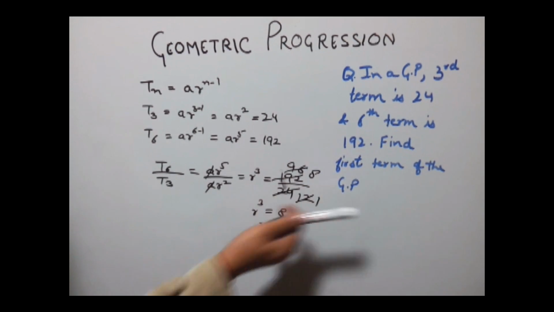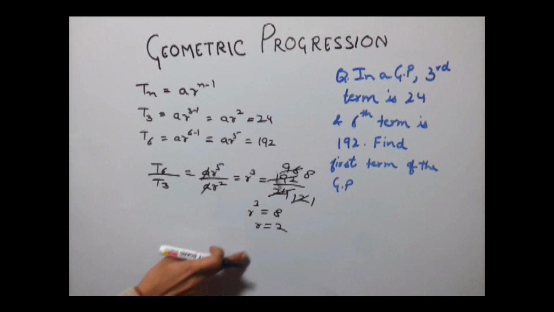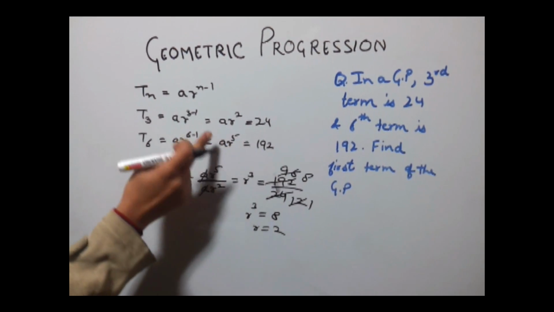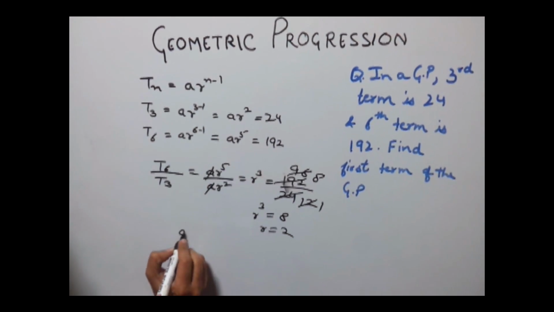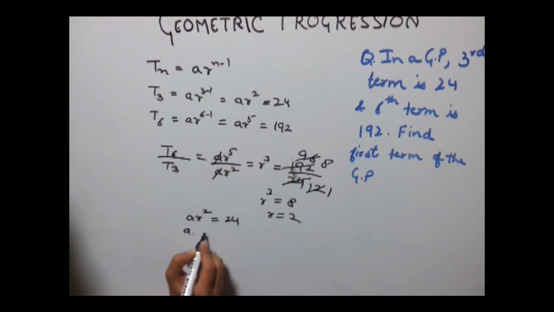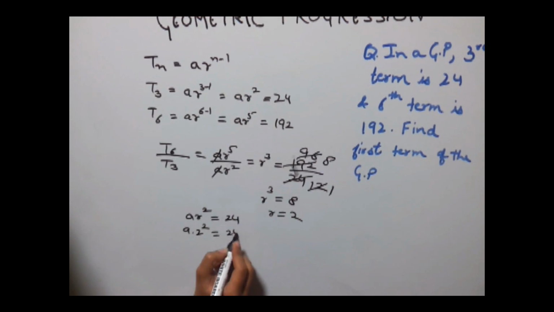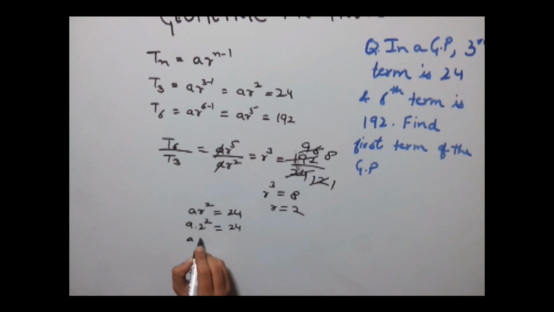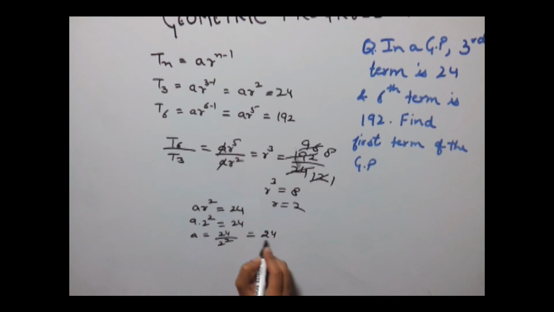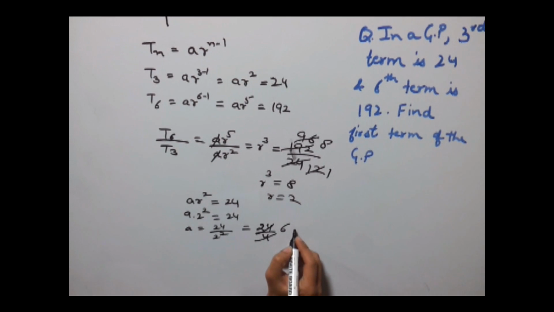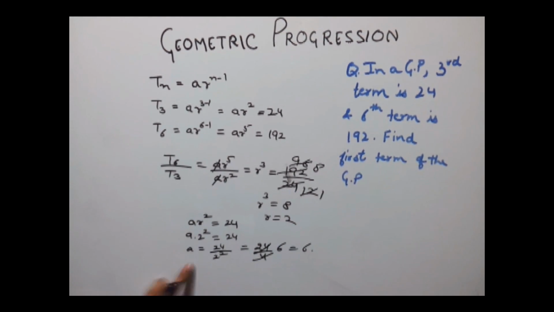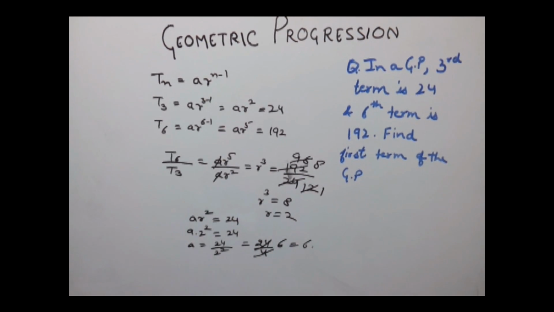Now we need to find the first term, that is a. Putting the value of r in any of the equations, we will get the value of a. Let's suppose we put the value of r in the first equation, which is a r square equals 24. A into the square of 2 gives us 24. That is a equals 24 divided by 2 square, equals 24 divided by 4. It gives us 6 as the answer. So the value of a, or say the first term, is 6 over here.